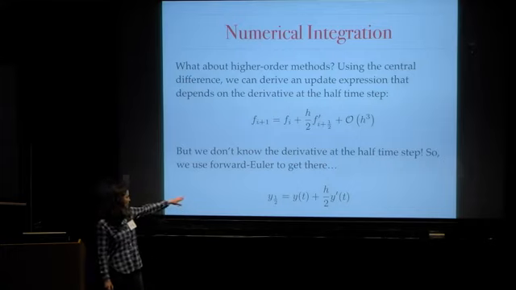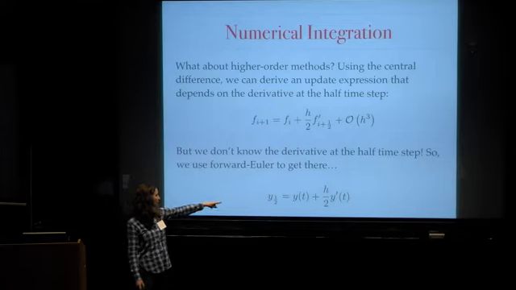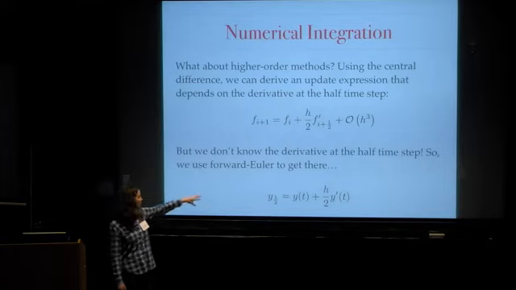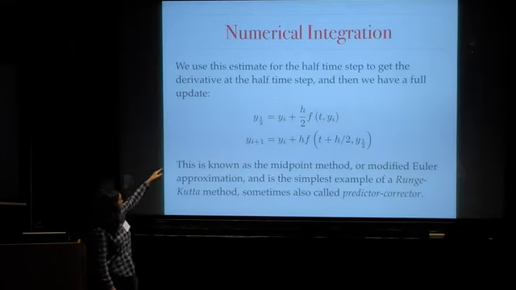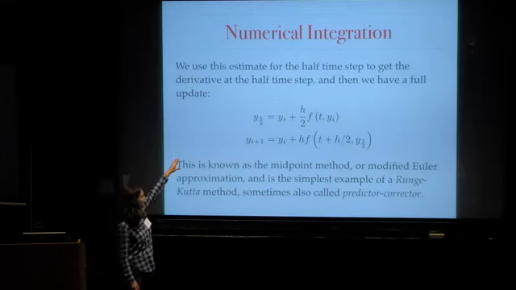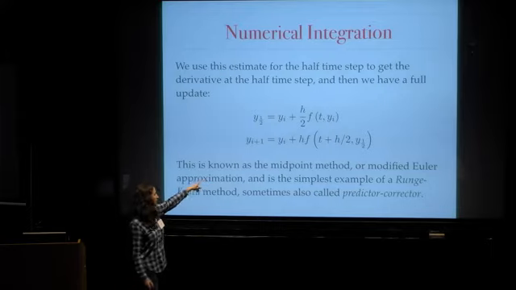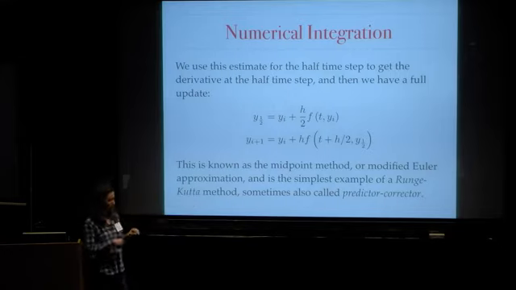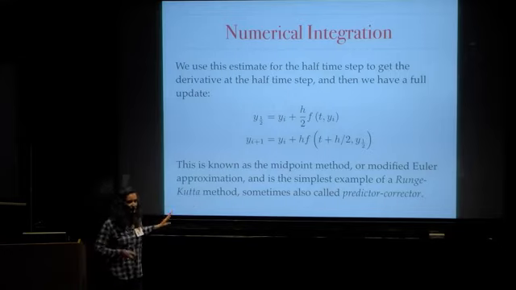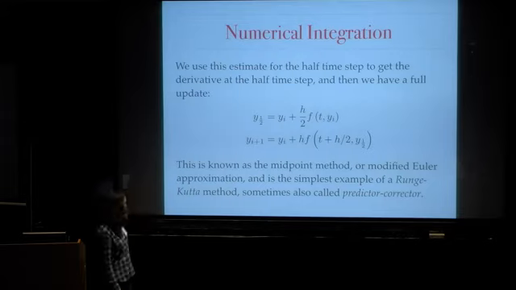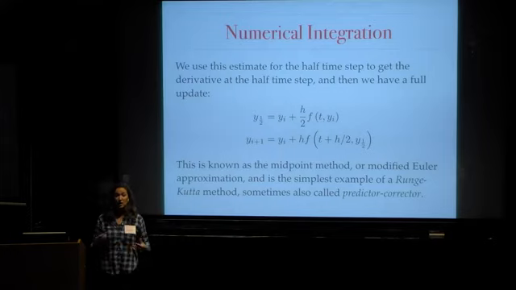Now we have some approximation for y prime of t at h over 2. So h here you can think of as the time step. Once we've got that, we can just use that in our full centered difference update formula to get this expression. This particular expression has a variety of names. It's called the midpoint method or the modified Euler approximation. It's also the simplest example of what we call a Runge-Kutta method.